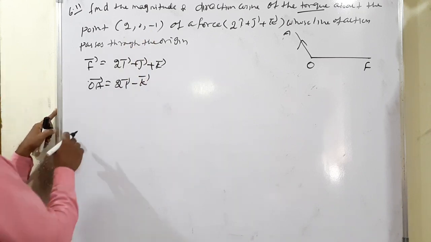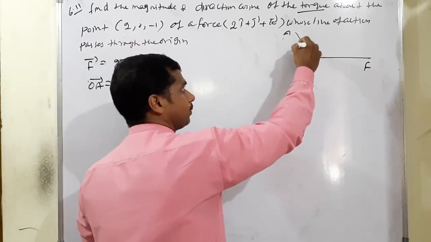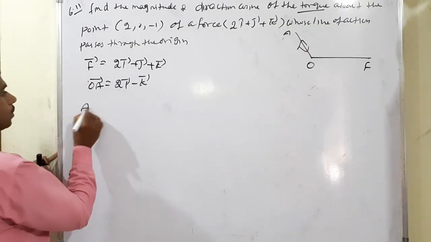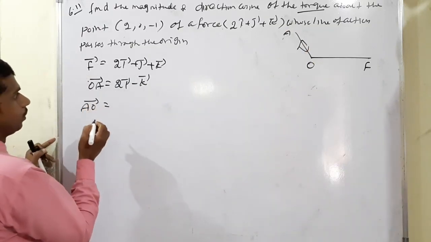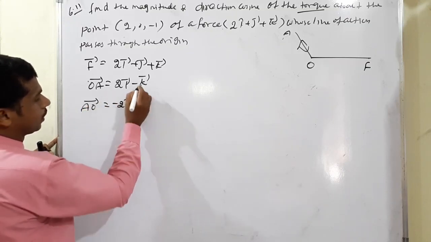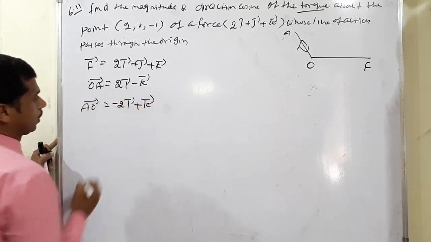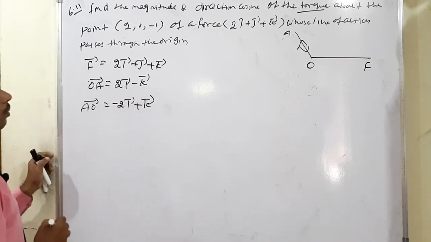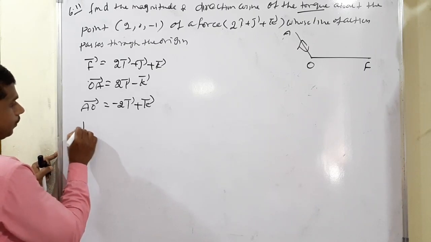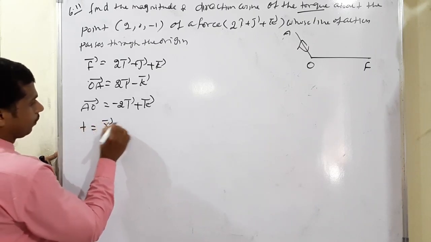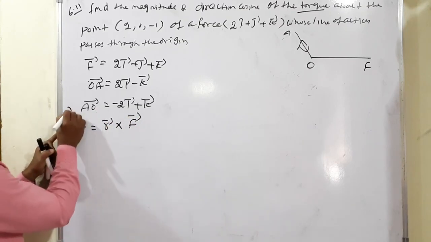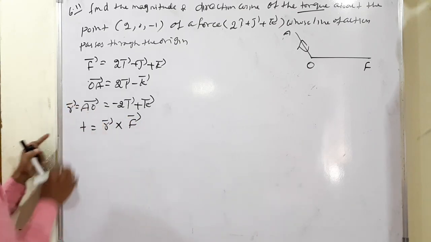Now, the force will be acting from A to O. Therefore, if you interchange, what will happen? AO vector is equal to, the sign will be changed, so minus 2i vector plus k vector. This is called AO. Now, the formula for the torque: T is equal to r vector cross F vector. So AO is considered for r, r vector is equal to AO.